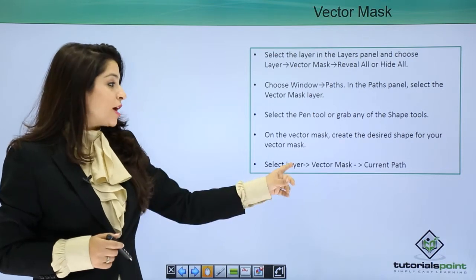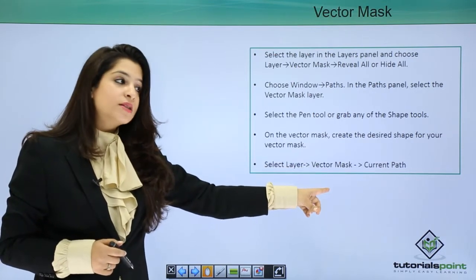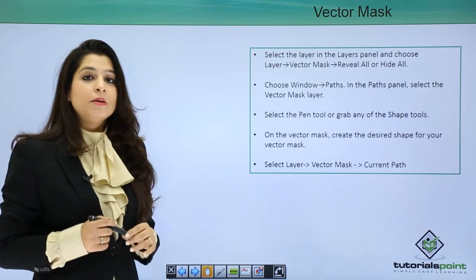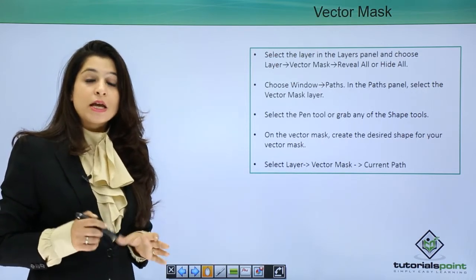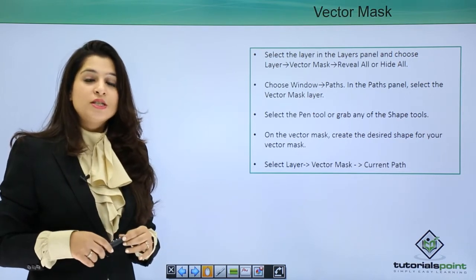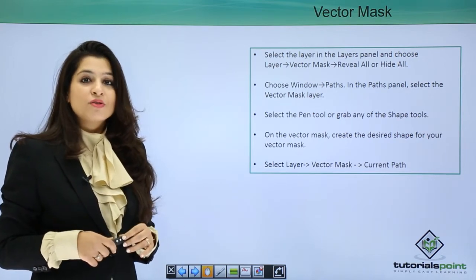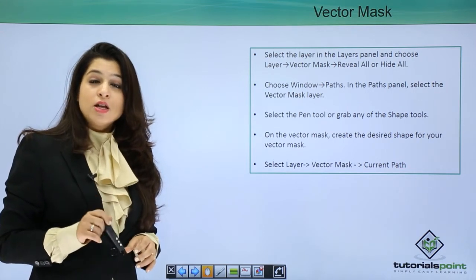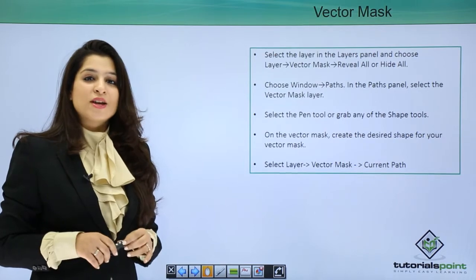Now you go to the layer menu, select the vector mask and hit on current path. With current path I mean the path which I've just selected. I want to make that path the current desired path, and you will see how our vector mask was created. So let's move into Photoshop and see how our vector mask is created.